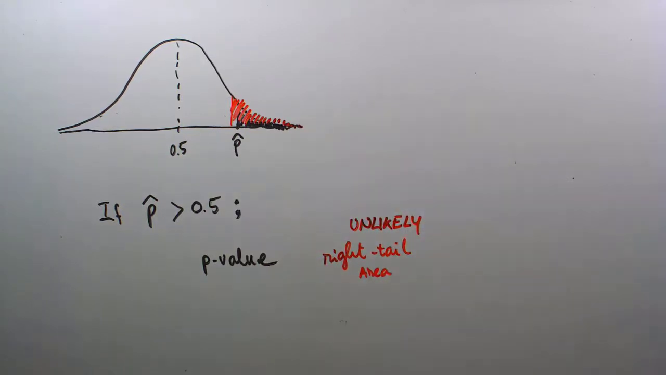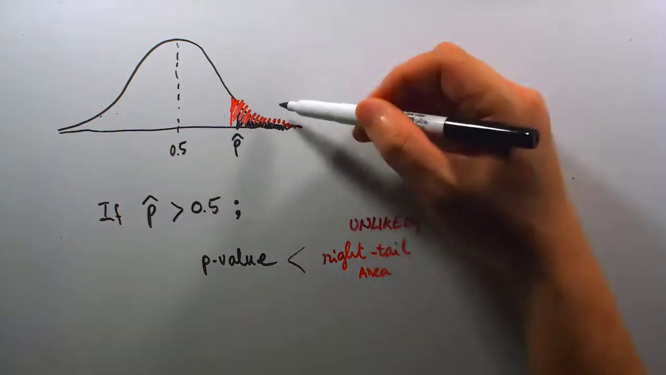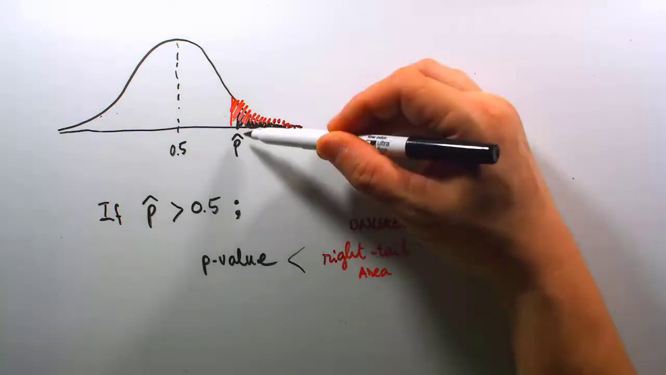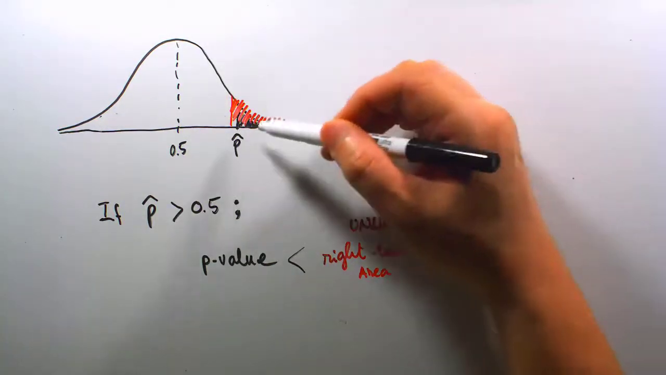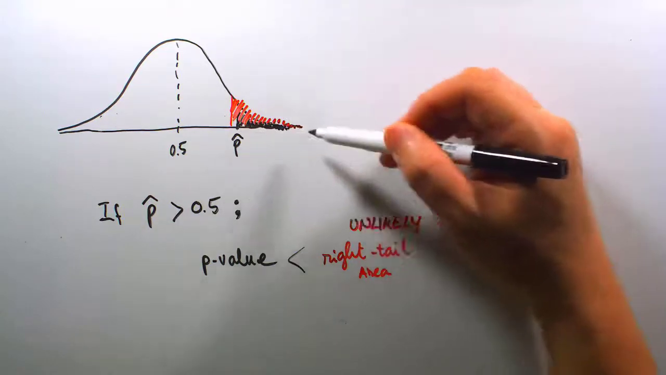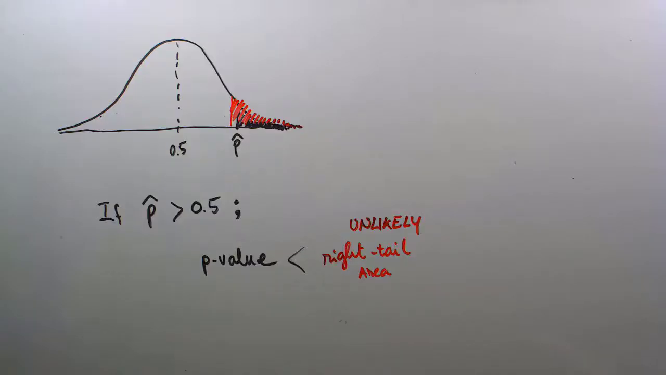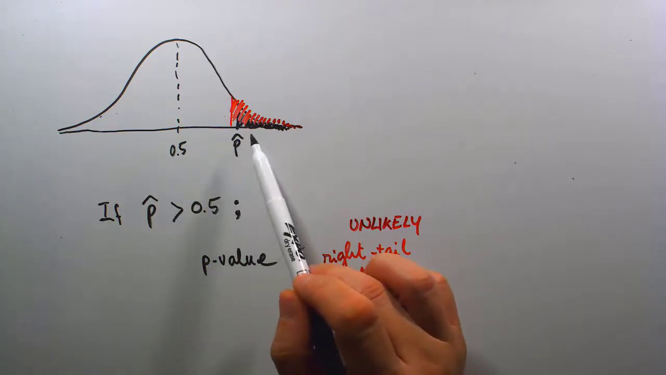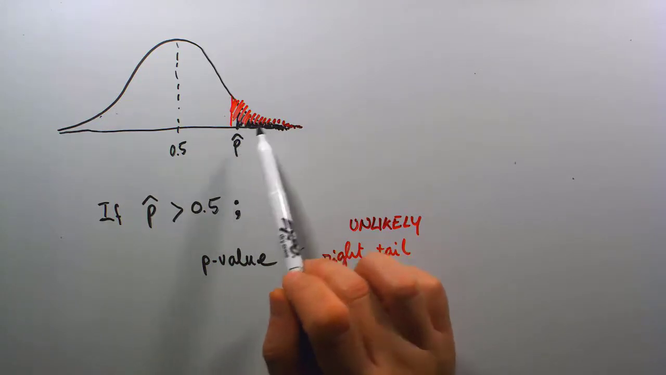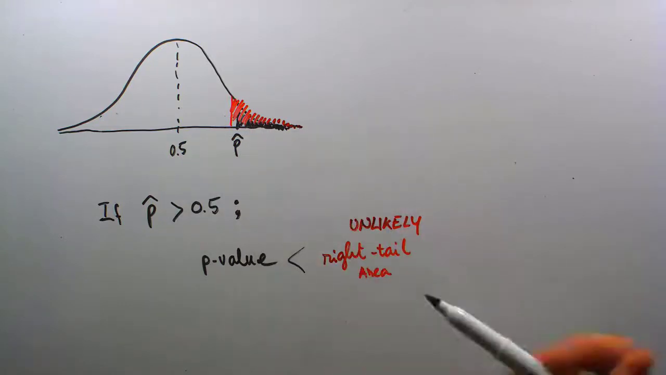And this right tail area in red I refer to as the unlikely right tail area. And so just like how we have learned, if the p-value, the black shaded area, is smaller than the unlikely right tail area as in the picture right here, then clearly our sample would fall inside the unlikely area on the right tail, which means the p hat value is one of the unlikely p hat values on the right tail here.